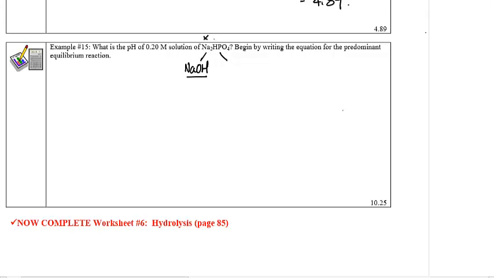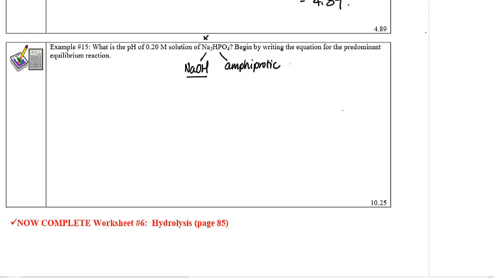The reason that we need to pause is that if we analyze HPO4, we discover that it is amphiprotic. That means that it can act either as an acid or as a base. And so there needs to be further analysis of this amphiprotic ion in order to determine the most likely reaction that will take place with HPO4 2-.